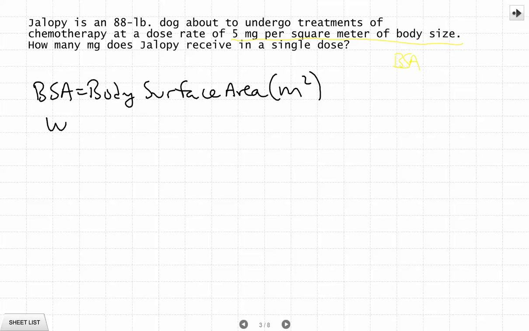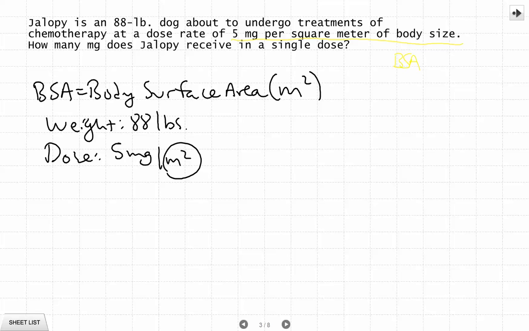So if I were to write down the information, the weight of the patient is 88 pounds, and the dose is 5 milligrams per square meter. So when you see the dose given as a rate per square meter, that's an indication of a body surface area formula. So what we really need to do is just change the 88 pounds into some number of square meters. And we're going to do that using the body surface area formula.